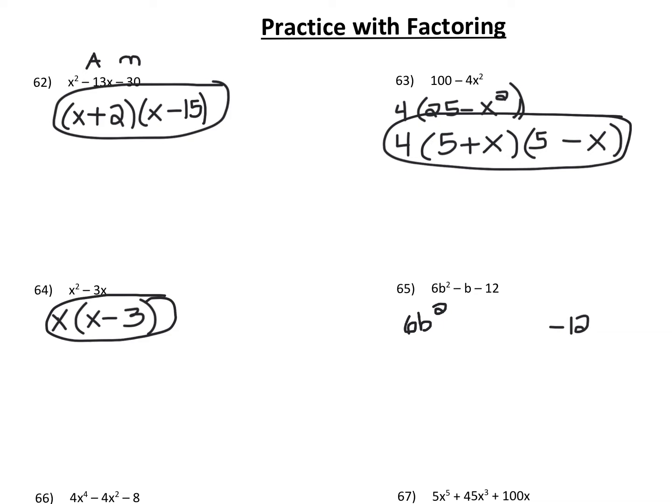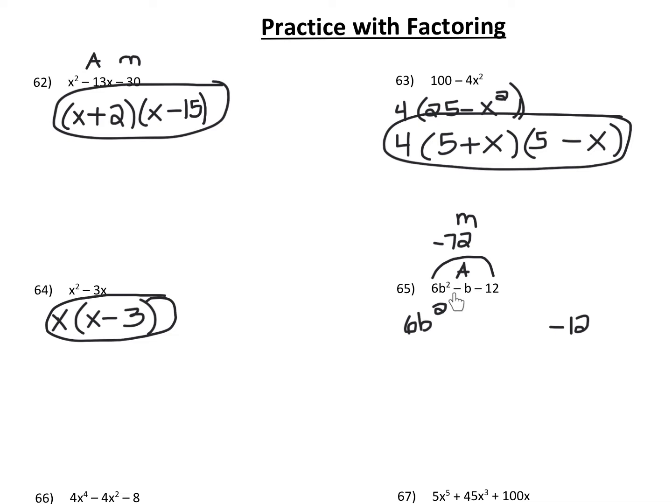And then we have to come up with two numbers that multiply to this rainbow number. Okay, we get the rainbow number by multiplying 6 times negative 12, which is negative 72. So we have to come up with two numbers that multiply to our rainbow number and add to the middle term. So they're multiplying to negative 72 and adding to negative 1.